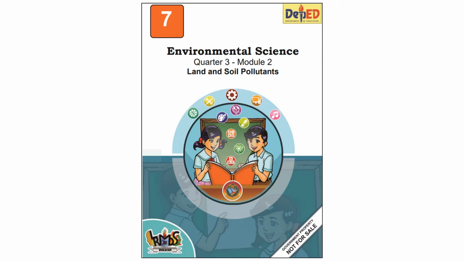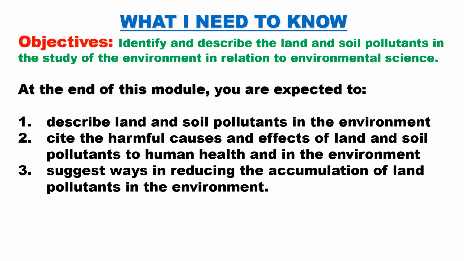Today, we're going to discuss Quarter 3, Module 2, Land and Soil Pollutants. Objectives: identify and describe the land and soil pollutants in the study of the environment in relation to environmental science. At the end of this module, you are expected to: 1. Describe land and soil pollutants in the environment. 2. Cite the harmful causes and effects of land and soil pollutants to human health and in the environment. And 3. Suggest ways in reducing the accumulation of land pollutants in the environment.